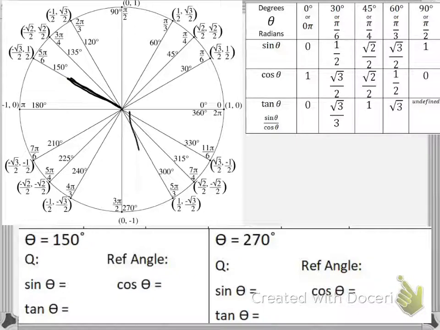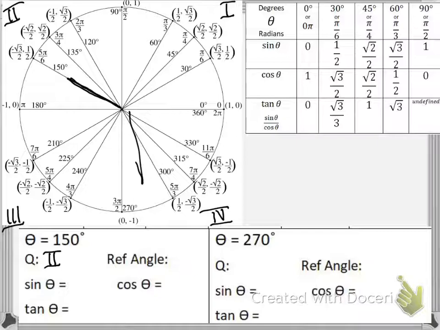in? My quadrants, again, 1, 2, 3, 4. That is in quadrant 2. And now I want to know its reference angle.